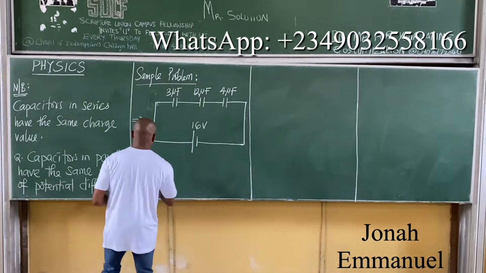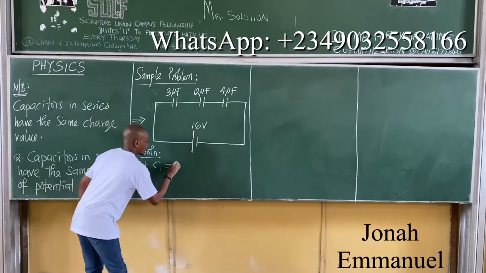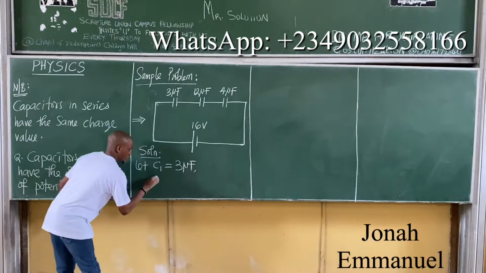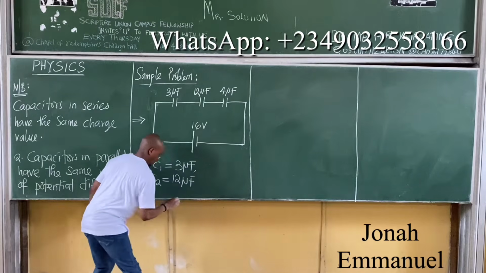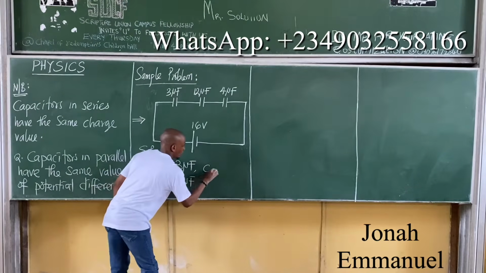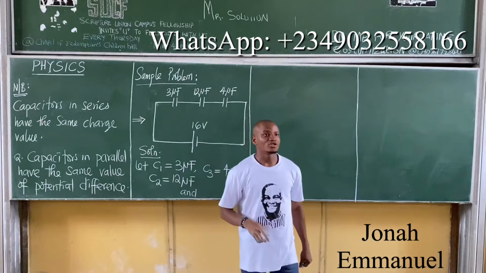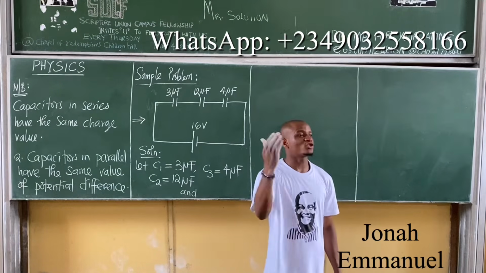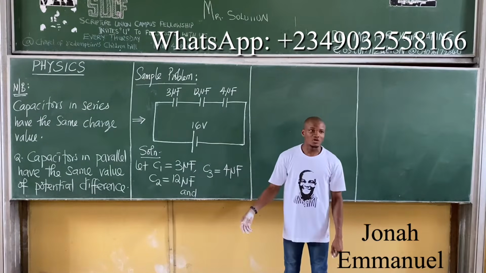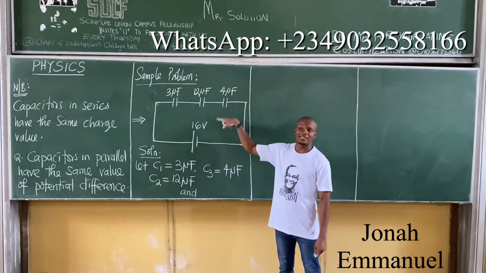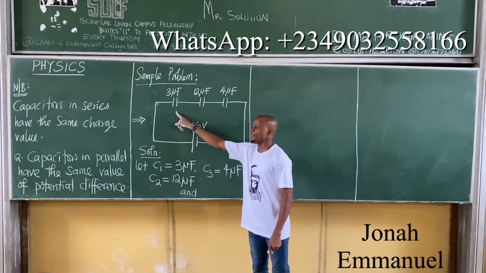So, my first solution, I will say let C1 be equal to this 3 microfarad, C2 be equal to this one here, 12 microfarad, and C3 be equal to 4 microfarad. Now, here's the thing. In your question, you are not given C1, C2, C3, so you can't just start saying C1 equal to this. You have to define them first. If you choose to say let C1 be this, C2 be this, C3 be this, it's still correct.